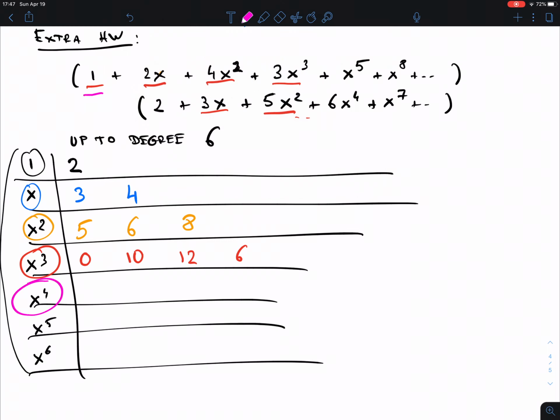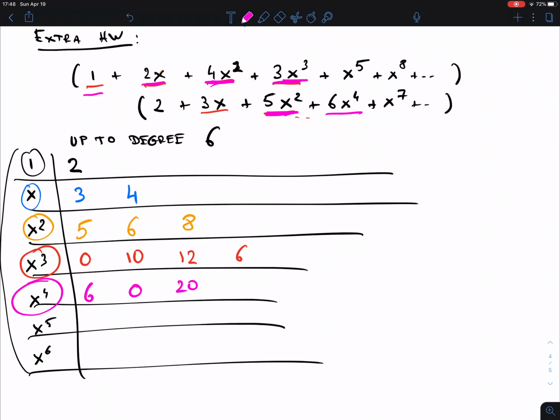So x to the 4th. Now I'm looking for a 4th power here, yes, so I get a 6. With this 2, what can I combine here to get x to the 4th? I need an x cubed, right? But there's no x cubed, so that's 0. This x squared, together with this x squared, will give me an x to the 4th. Multiplying the coefficients gives me 20. I hope you see where these numbers come from.